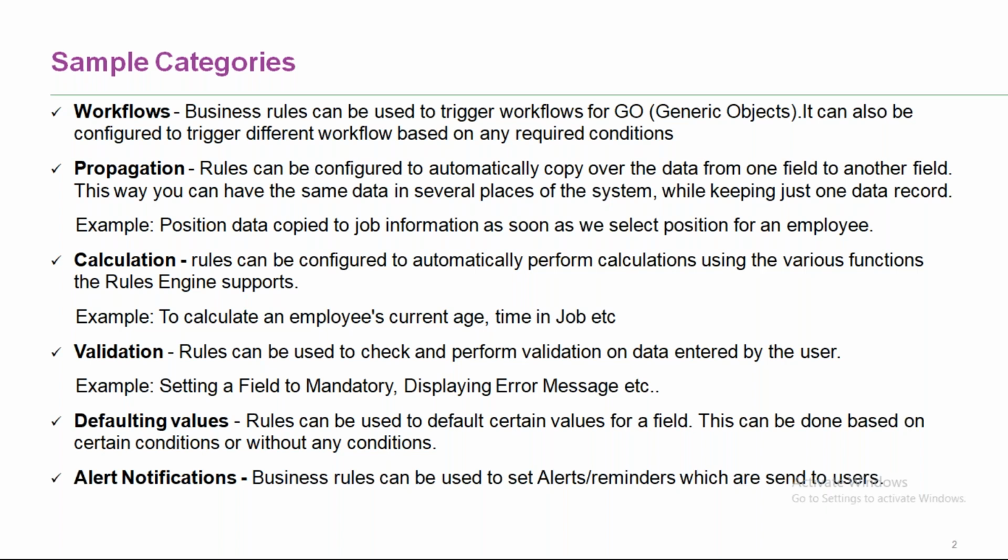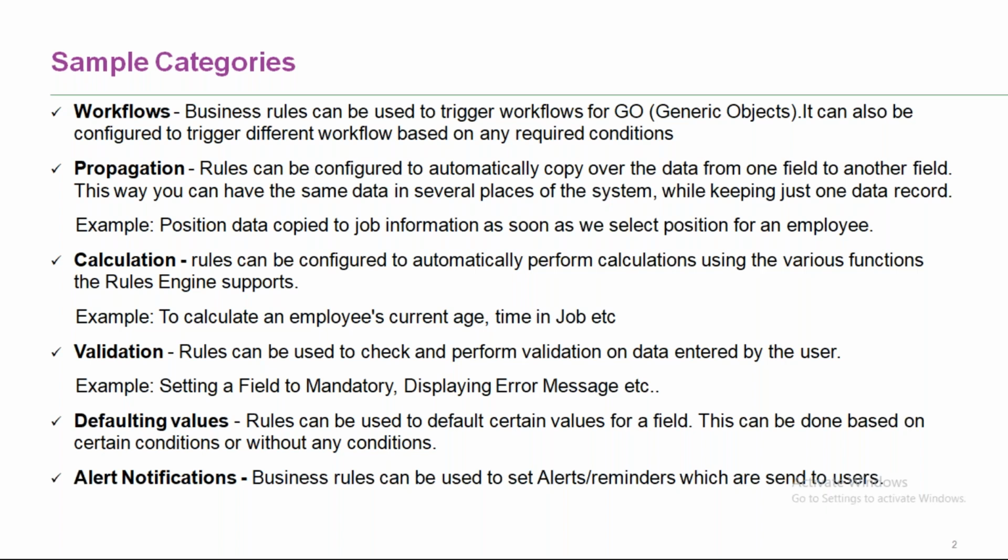You can also write rules for propagation. Propagation means transferring of data. Remember, we created a position, and when we add that position to the employee, automatically all the data on the position gets transferred to the job information of the employee. That is called propagating data from one object to the other object.